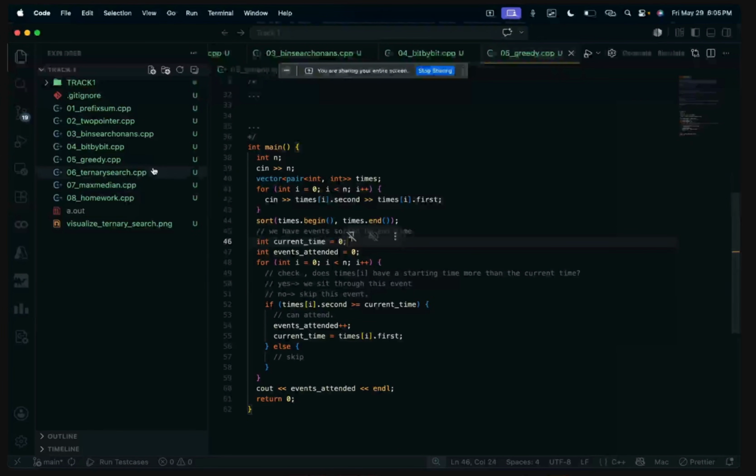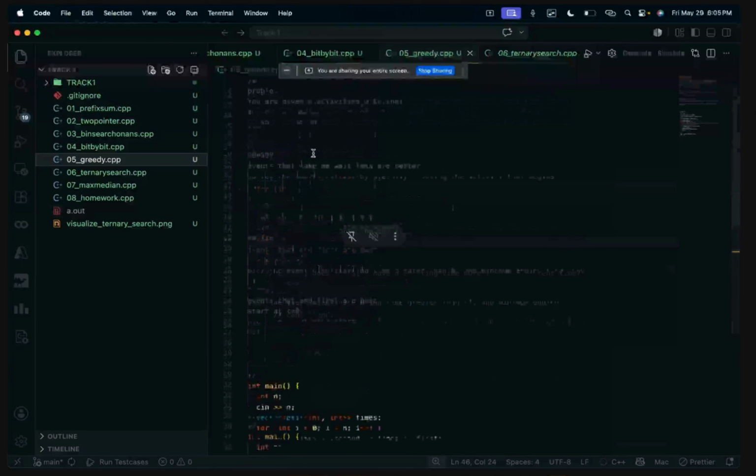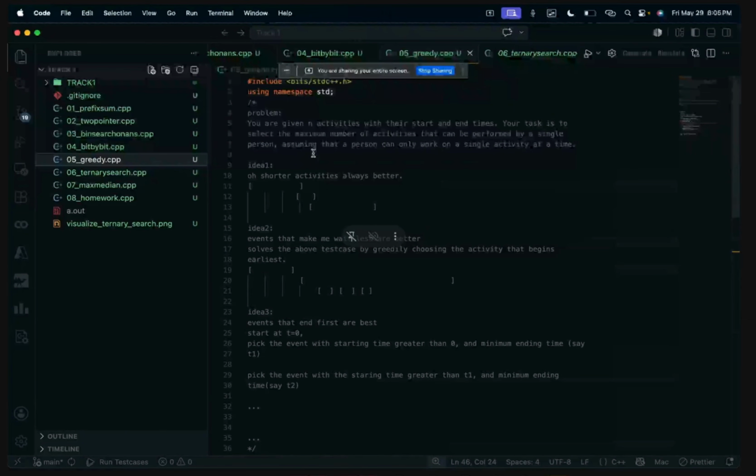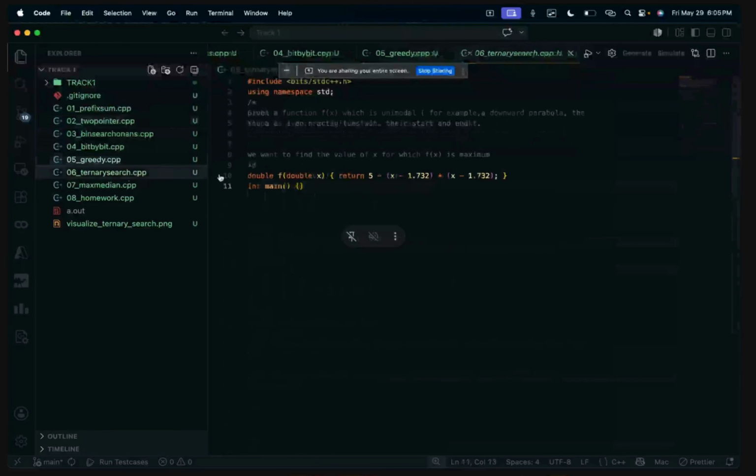Right. That completes our introductory section on greedy algorithms. Our next topic is quite interesting. It has a really fancy name. It's called ternary search. So as the name suggests, you might expect ternary search to be quite similar to binary search, and it is quite similar.